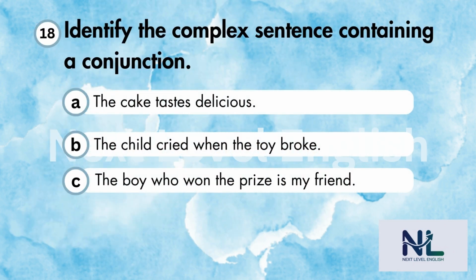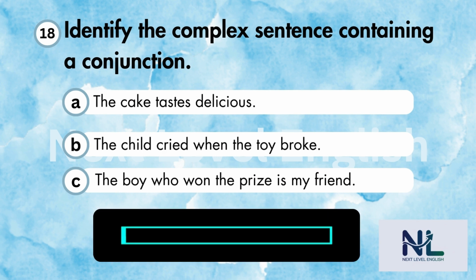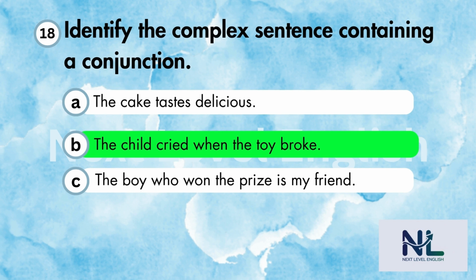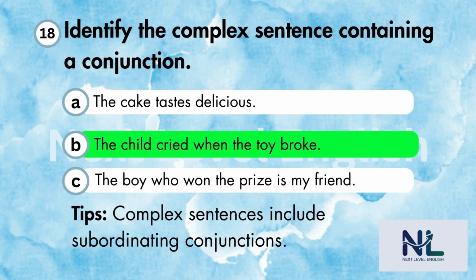18. Identify the complex sentence containing a conjunction. The child cried when the toy broke. Tips: complex sentences include subordinating conjunctions.